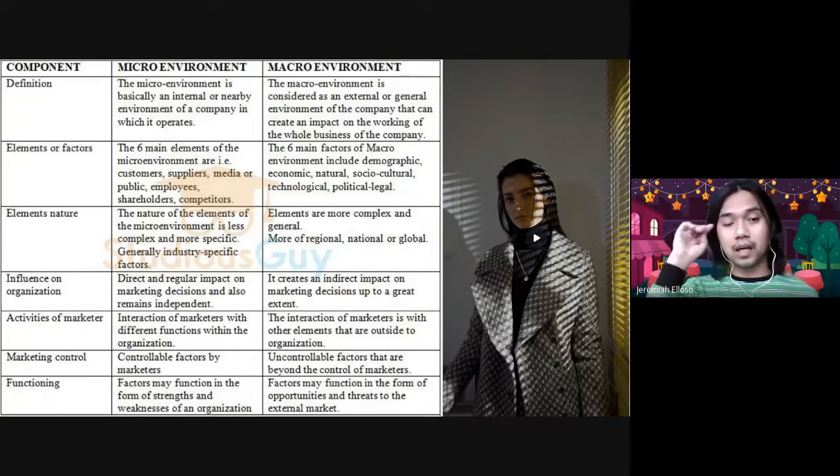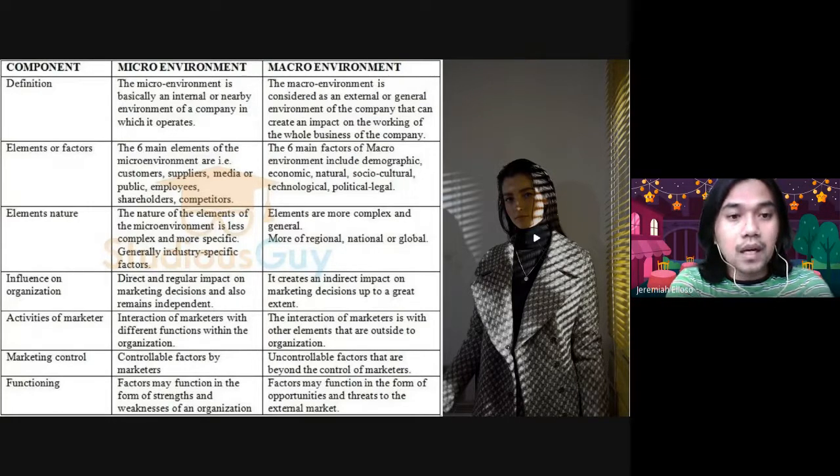Now, in terms of the influence on the organization, there is a direct and regular impact on marketing decisions, and also it remains independent. Ibig sabihin, in a local setting or in your internal organization, your decision is dependent on or independent of what's happening in the macro.